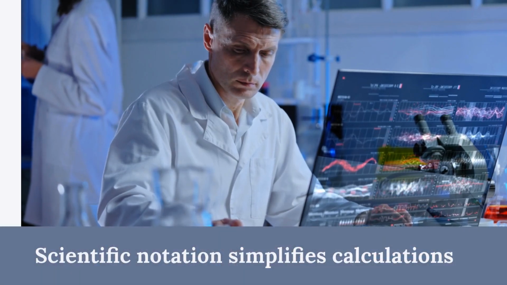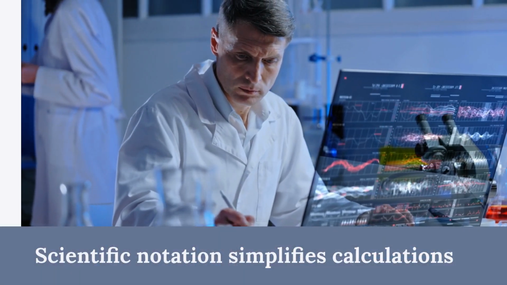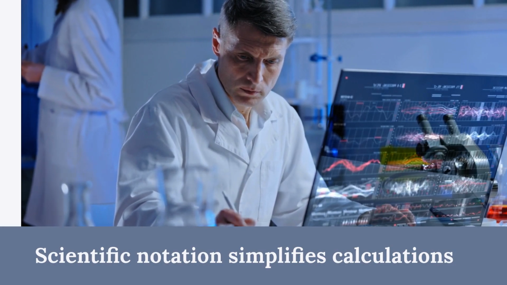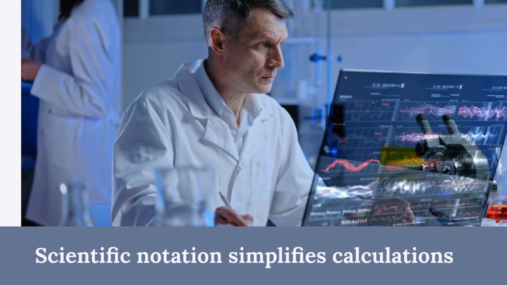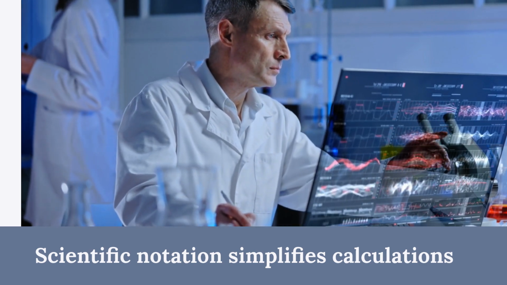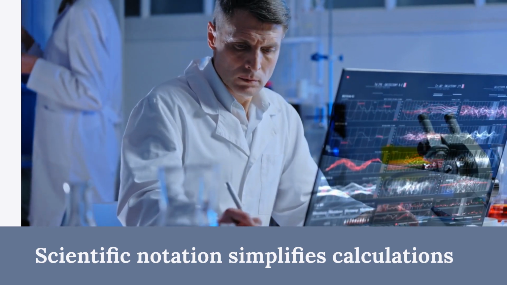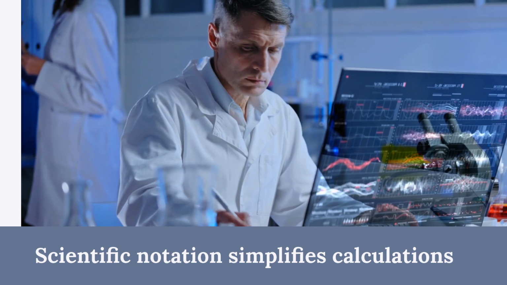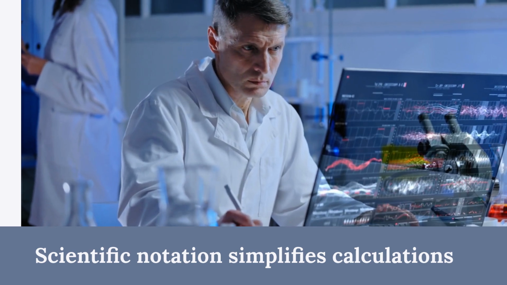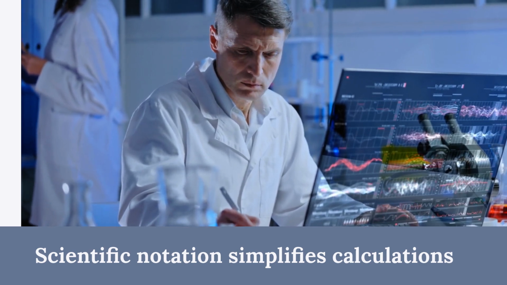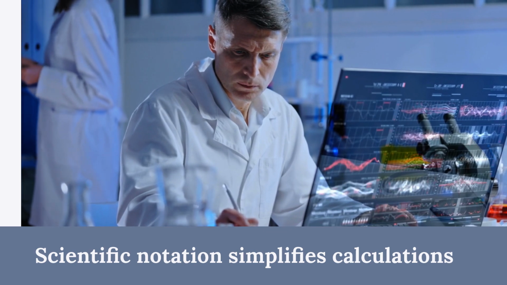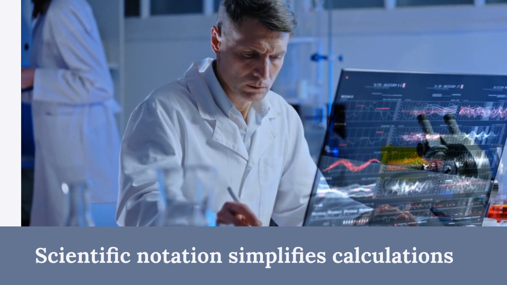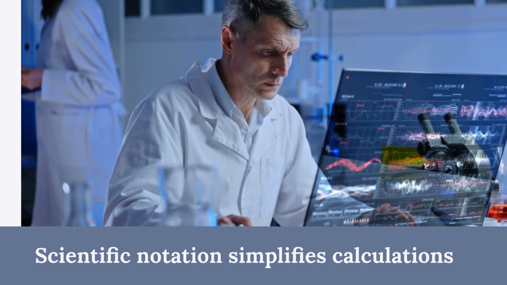Standard form or scientific notation expresses large or small numbers concisely. It uses powers of 10 for simplicity. For instance, 0.0000523 becomes 5.23 times 10 to the power of -5. This method simplifies complex calculations. It's widely used in scientific and engineering fields.